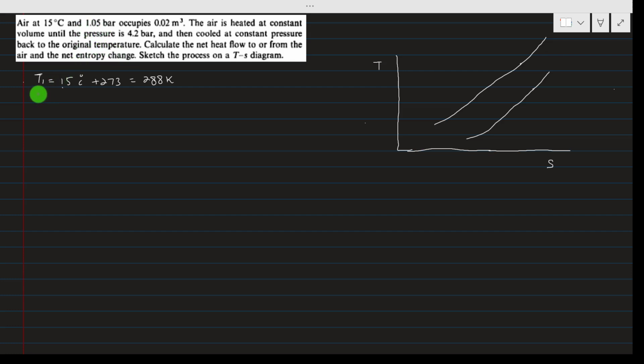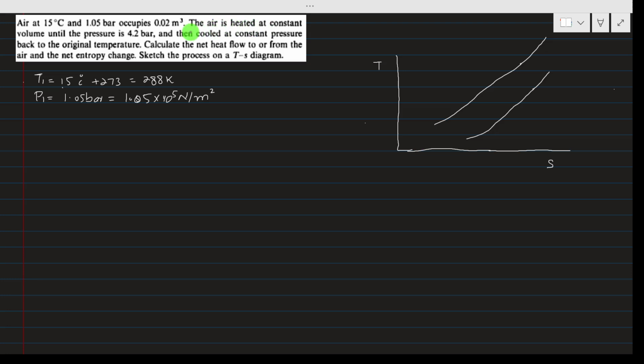Next is the pressure P1, the initial pressure, that is 1.05 bar. If you want to convert that into Newton per meter square, just multiply this value with 10 power 5. Remember, all your values should be in SI units so that you get the correct answers when you are doing calculations. Now the air is heated.